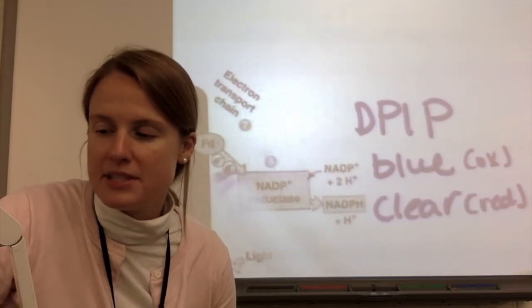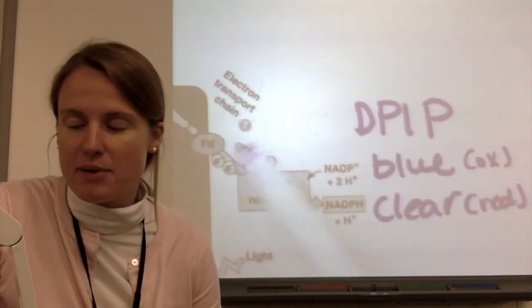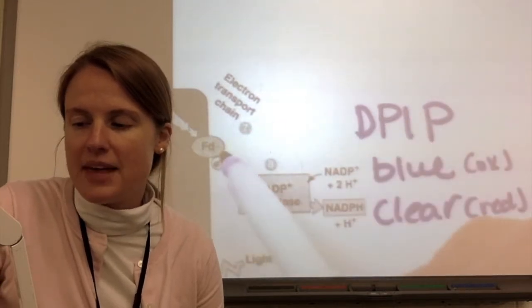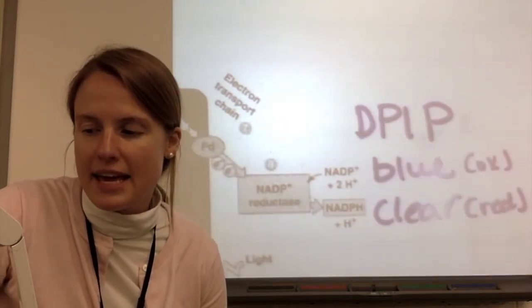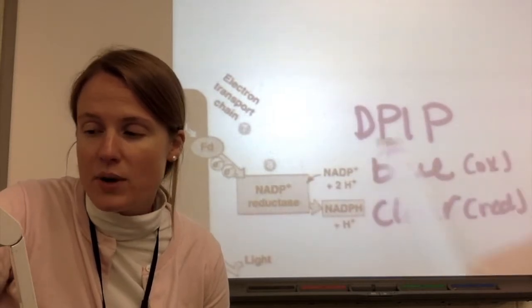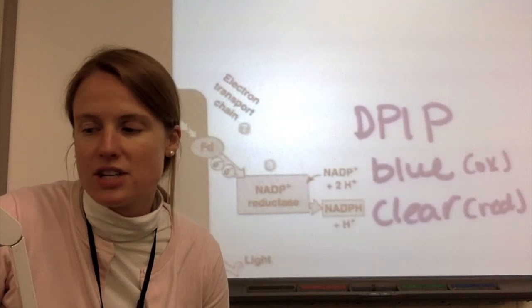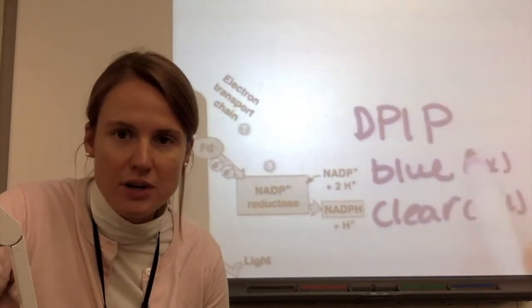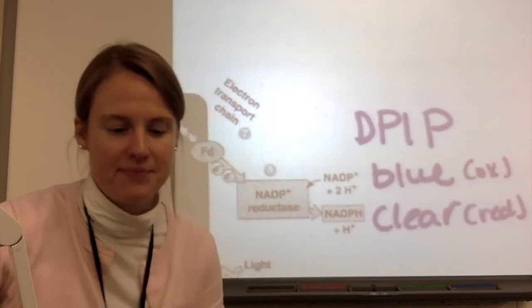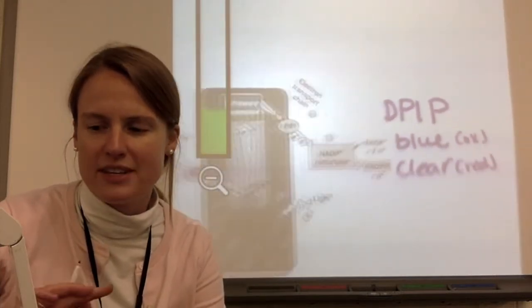So you'll be able to see that electrons have been freed by what's called an electron transport chain, and they've been sent down to the NADP+, or in our case, to our DPIP. Once the DPIP has those electrons, it turns clear. So again, blue, photosynthesis is not happening. Clear, photosynthesis did happen. So how are we going to do all this?